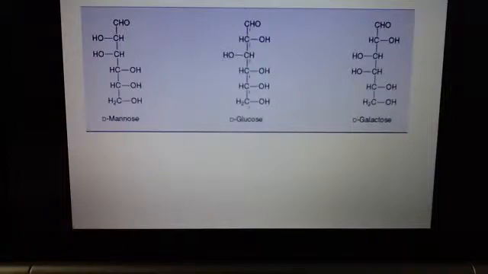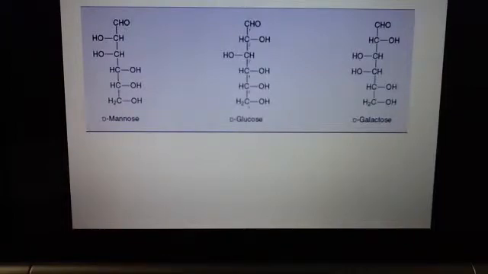Okay, so we're going to talk about the three classes of carbohydrates. The three classes of carbohydrates are all made up of carbon, hydrogen, and oxygen, and the ratio in which they are used is always 1 to 2 to 1.